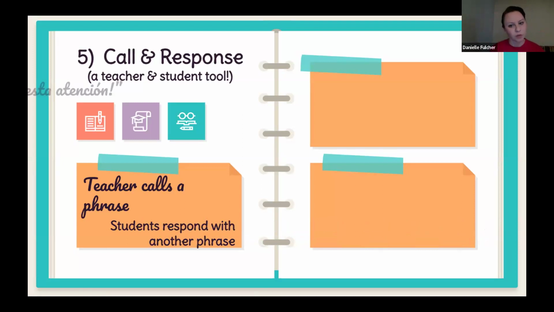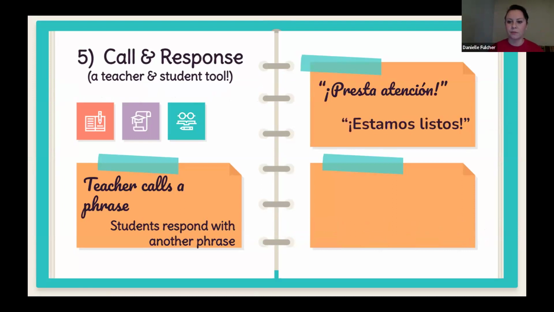A couple of my favorite ones. Presta atención, pay attention. Students can respond with, estamos listos, we're ready. And you can go back and forth to say these as many times as you like to get all of your students to respond with it. But again, making sure you take those first couple of days in your classroom to practice these expectations and to practice these procedures, this will make it much more successful.